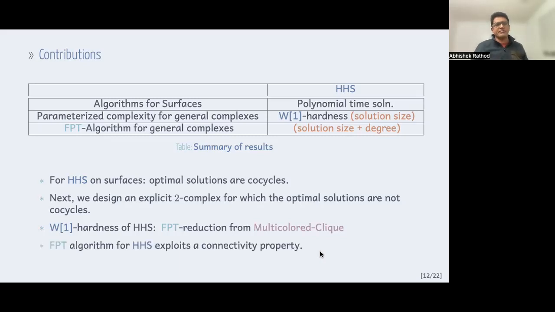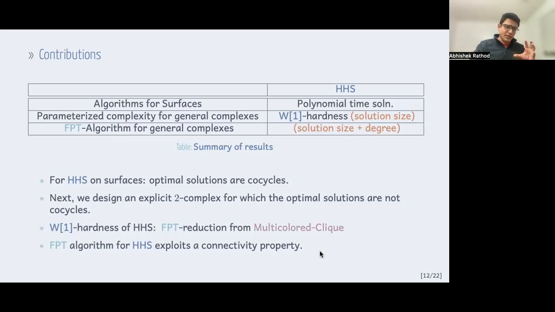And finally, about the FPT algorithm, I'd like to say that the FPT algorithm relies on another structural result, which is that any minimum homological hitting set induces a connected subgraph in the face poset of the complex. And because of this, we know that the solutions are connected in some sense. So what we actually do is that we just enumerate connected sets in the face poset, and this brute force enumeration already gives you an FPT algorithm with respect to solution size specifically. Okay, so that completes my description of the contributions.